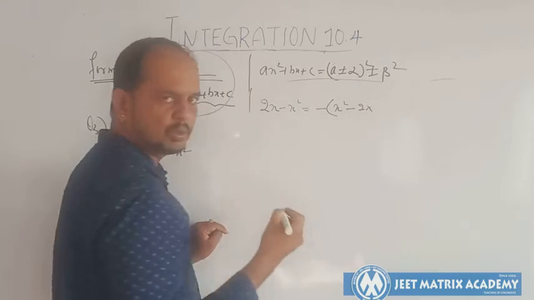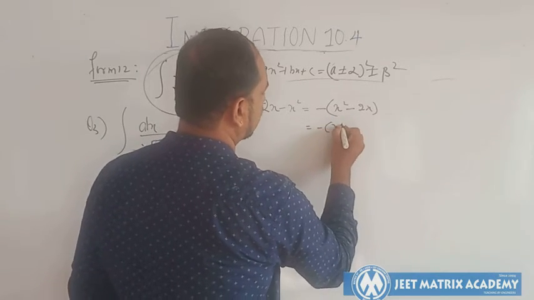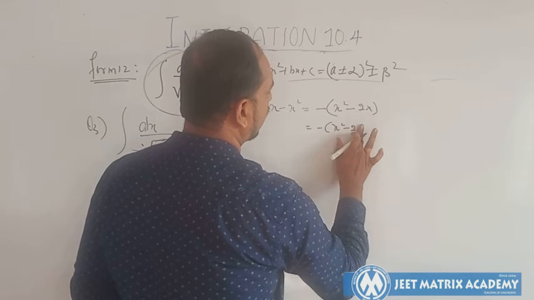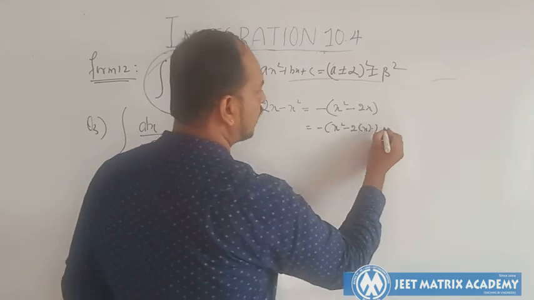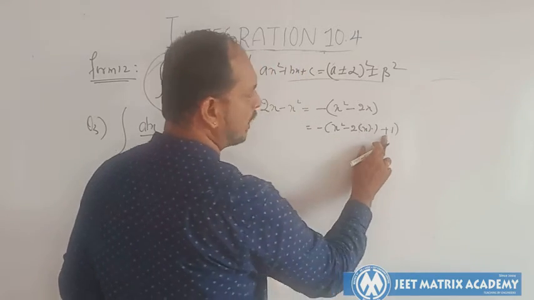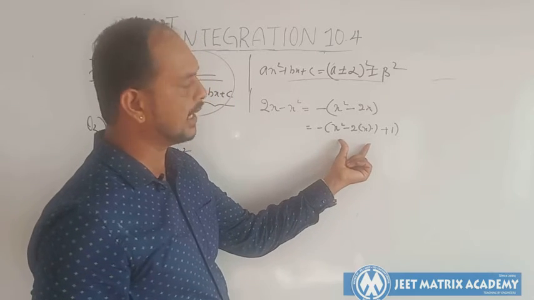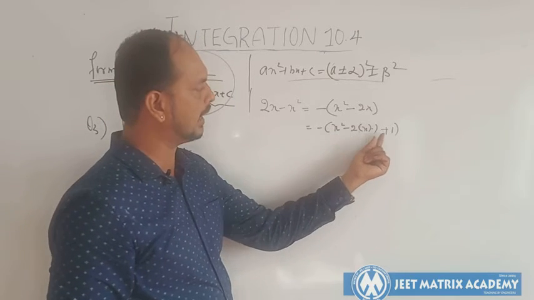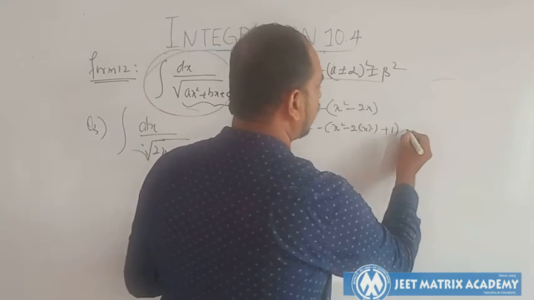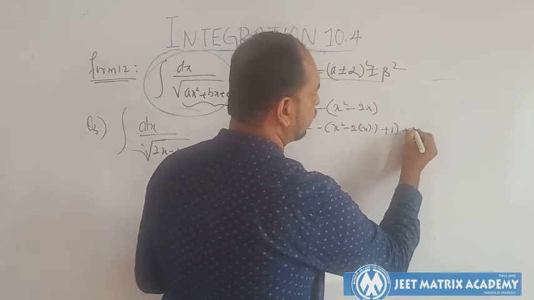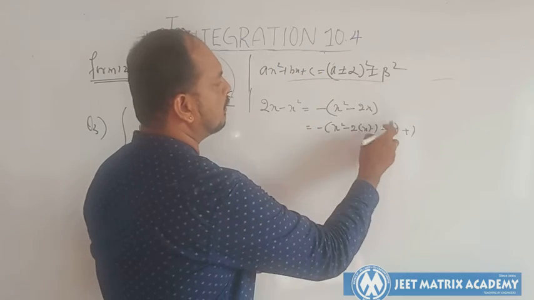Now to make it a perfect square, x square minus 2x I can write as 2 into x into 1. So my b is 1, so plus 1 I am adding. So this first part will be x minus 1 whole square. Am I right? But when I add plus 1, when you open the bracket, this is minus 1. Am I right? So minus 1 plus 1, now it will be 0.